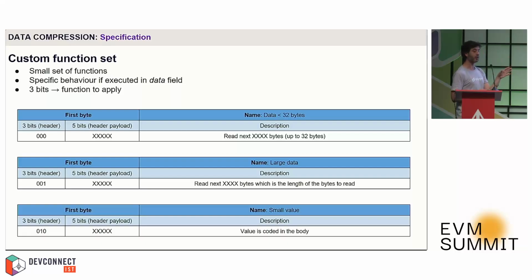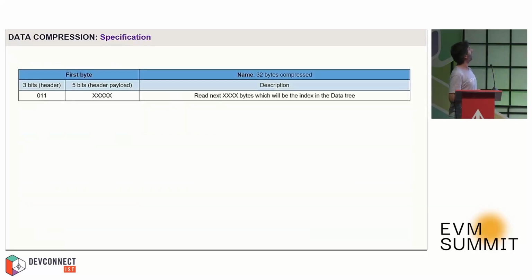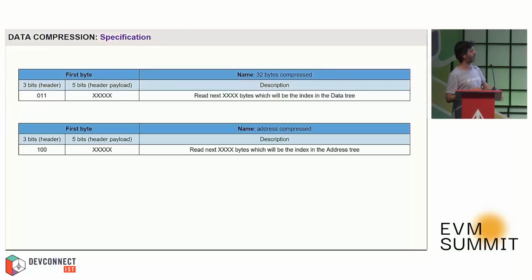Then we have the small value function, which is basically, in order to encode a small value, we can encode it directly in these 5 bits of the header payload. Then this is where the real compression comes in: the 32 bytes compressed function. In the 5 bits, we set how many bytes we are going to read, and these bytes will be the index in the data tree. And the same happens with the address. The bytes that we're going to read will be the address in the address tree. So you can do the mapping between an index and an address.